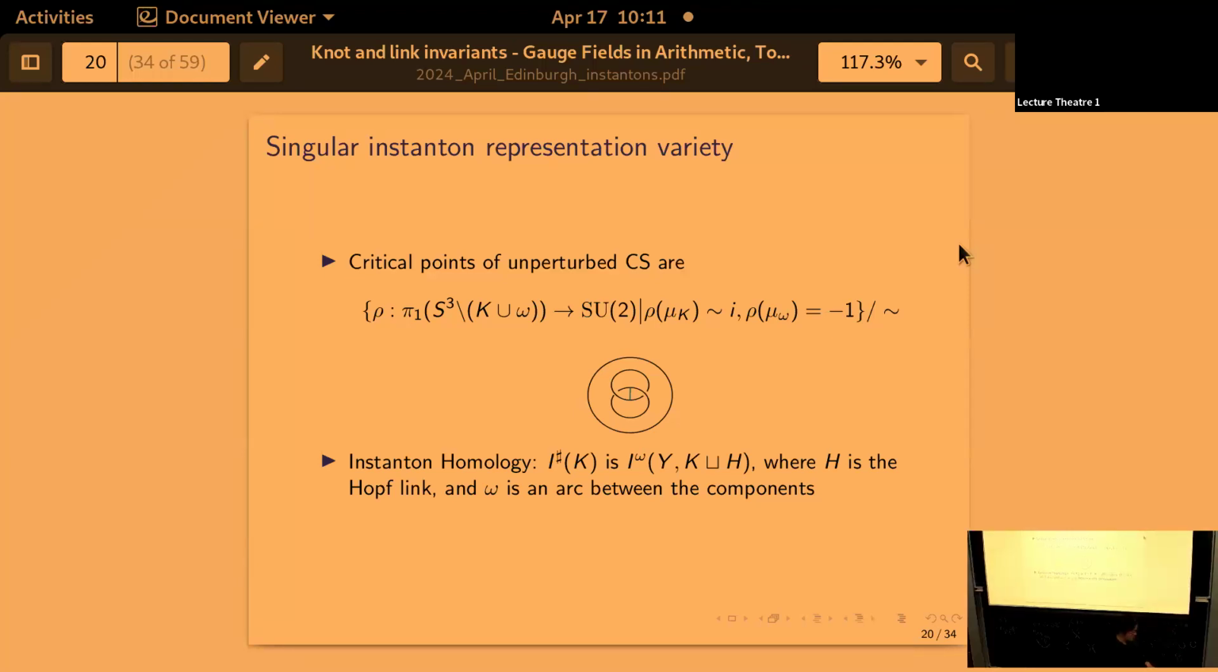And then you're quotienting by conjugation. And it turns out what the quotienting by conjugation means is you can just disregard this. You can choose this to go to I and this to go to J. And then you're just asking each of these goes to some element of S2I. So this representation variety is just the product of a copy of S2I for each unlink component. So for the unlink, you can easily compute what this instanton Floer homology is. It's basically going to be 2 generators for each component.